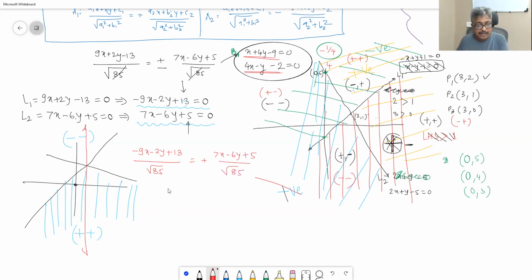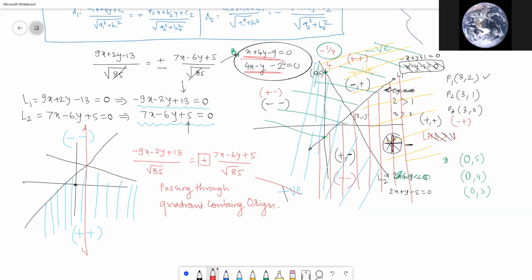This is the bisector passing through the quadrant containing the origin. So if I substitute 0, 0 in both these lines, I get positive. So for the origin-containing quadrant, you take the positive sign here, and your answer is going to be correct. Now when we took positive, I think we got this answer. Yes or no? This answer.